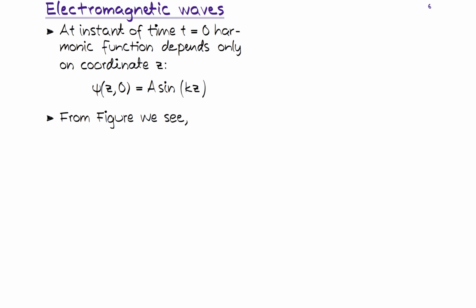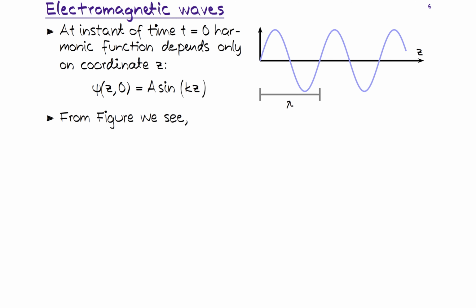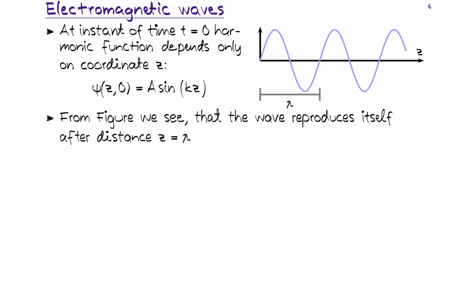And we can now easily plot this, and as you can see on the figure, it looks exactly like a sine. And interestingly for us, we now see that this wave reproduces itself after a distance of z equals lambda has passed. As we all know, sines and cosines are periodic functions. So after a while, they repeat themselves. And this gives us a tool to define the wavelength lambda as a property of the wave.